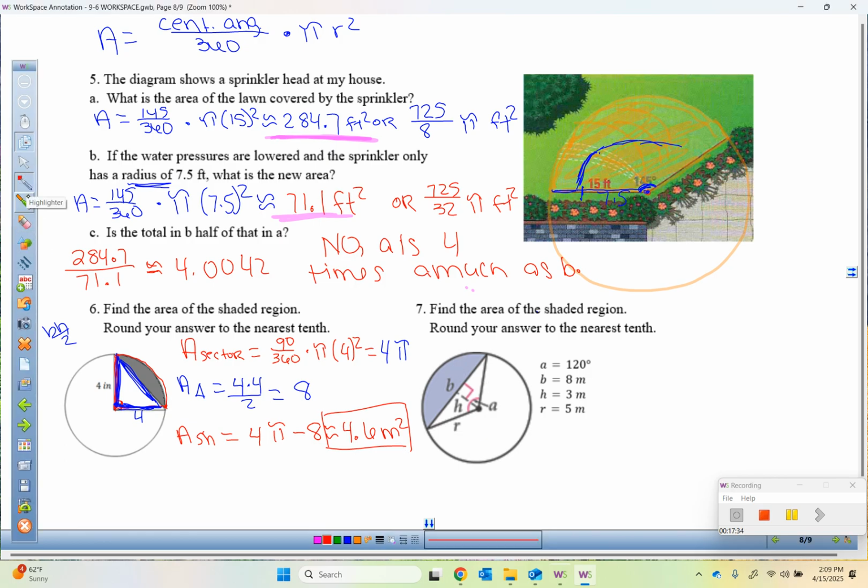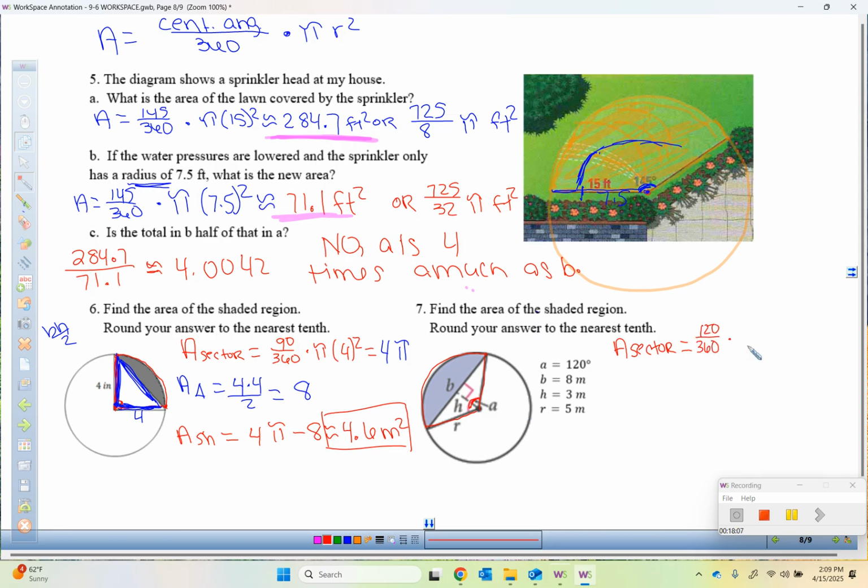Okay, let's look at number 7. Number 7, we're doing the same thing. We're going to find the area of the shaded part. And it gives me the values right here. Okay, so once again, we're going to start with this sector, this huge piece of pizza. We're going to find the area of the sector. And we do that by our central angle, which would be this, which is A. What is A? 120. Very good.